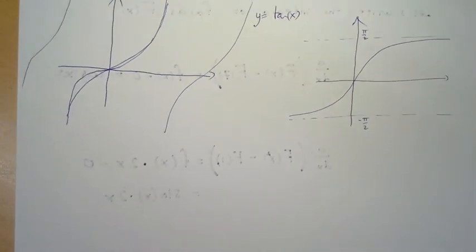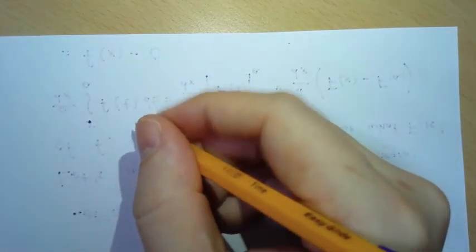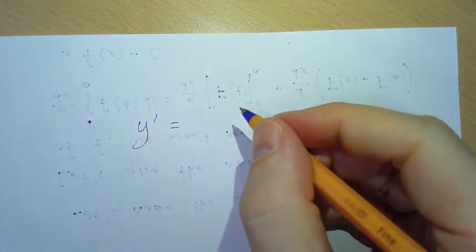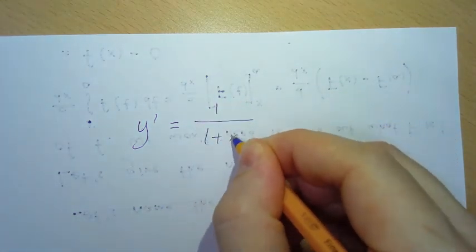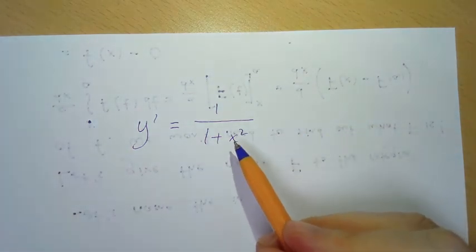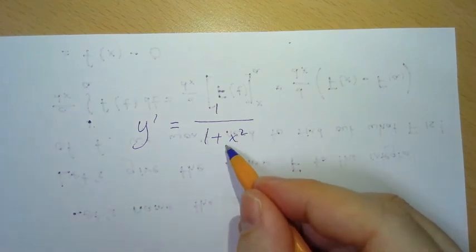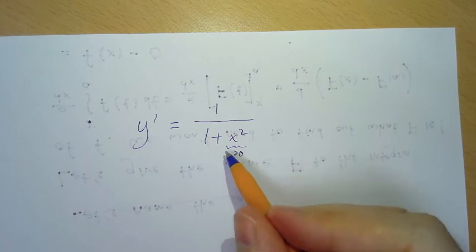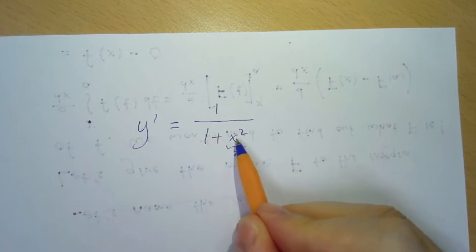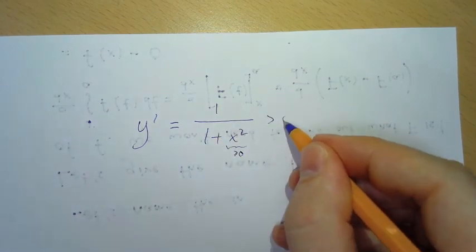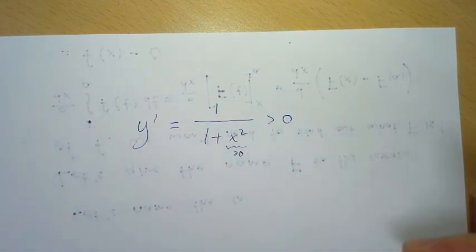The second way we can answer this question is to calculate the derivative y prime. Since we know that y equals arctan x, the derivative is 1 over 1 plus x squared. And if we think about any value of x, x squared is always going to be positive or 0. So 1 plus x squared is always going to be a positive number. So I have a positive number divided by a positive number. It's always going to be positive. So yes.